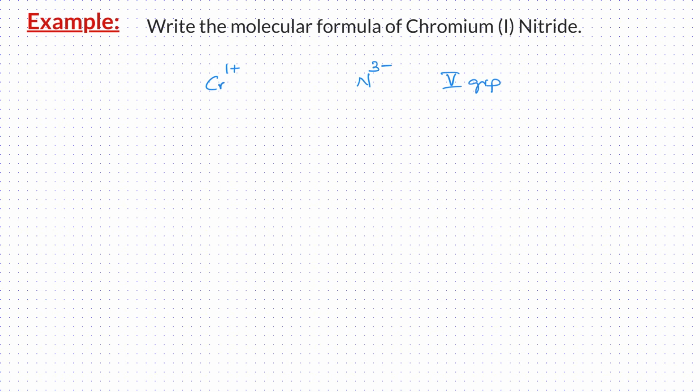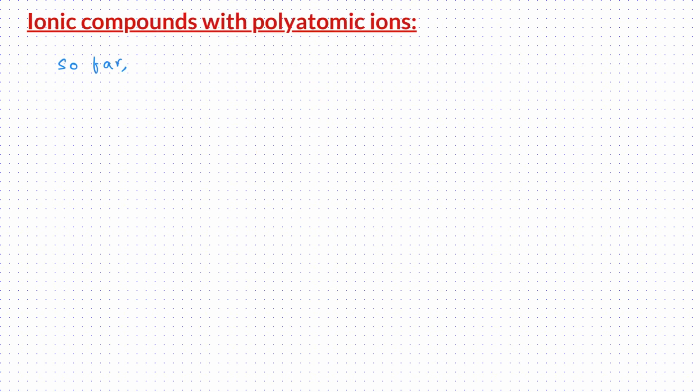Let us use the crisscross method and write the formula for chromium(I) nitride. The subscript for chromium will be 3 and the subscript for nitrogen will be 1. Therefore, the formula of chromium(I) nitride is Cr3N.